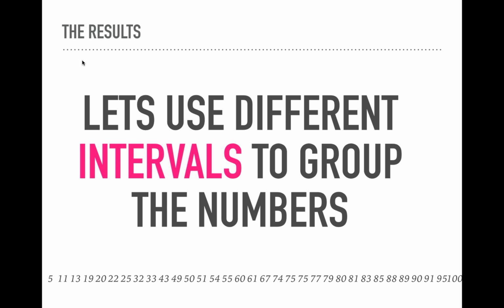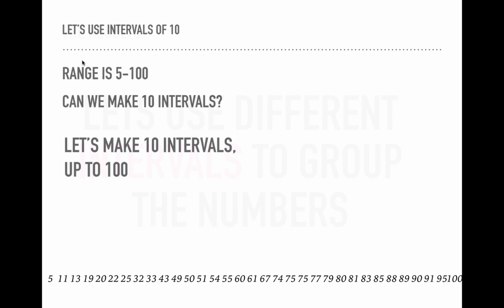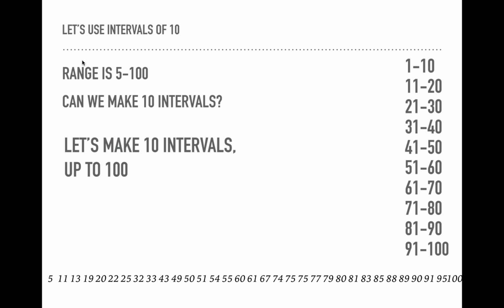Let's use different intervals to group these numbers. So again, the range is 5 to 100. Can we make, let's say, about 10 intervals? So let's make 10 intervals up to 100. So we could start perhaps at 1 and go 1 to 10, 11 to 20, 21 to 30, etc., up to 100. This way, all of the numbers will fall within one of these intervals.